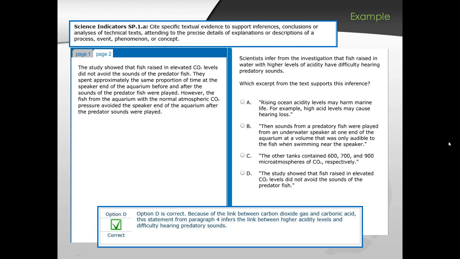You notice there are 2 tabs up there. And then they have to make a decision of which one supports the inference itself. So again, our students are going to have to use those, and we talked about this in social studies, those close reading skills where they're really looking at very precise details.